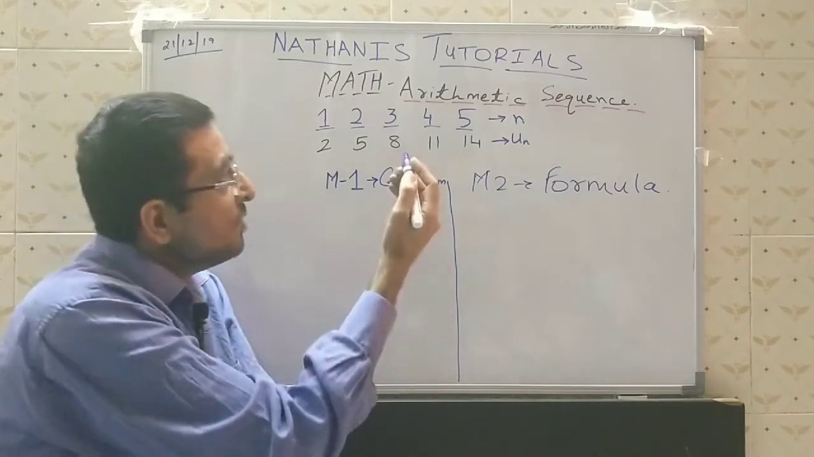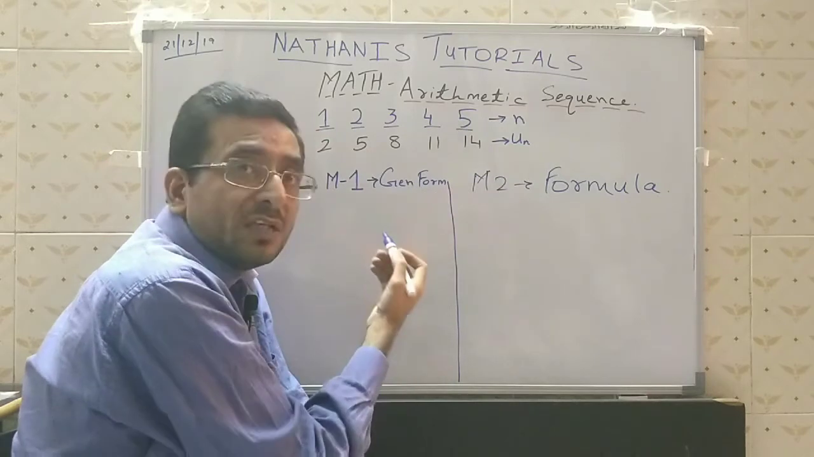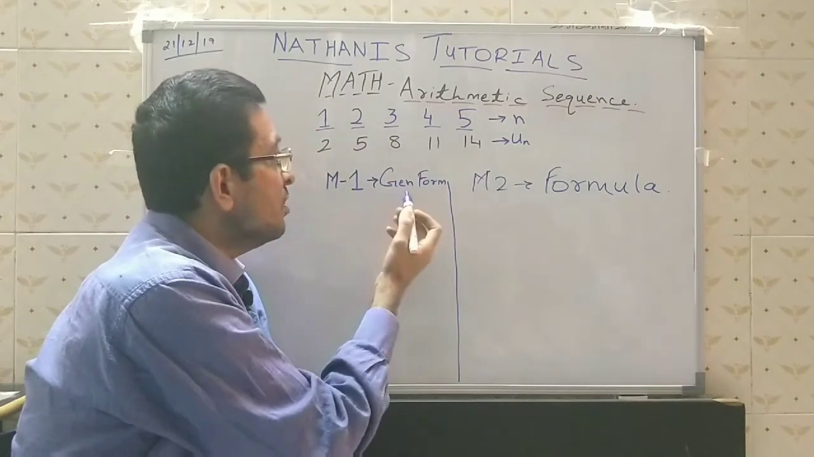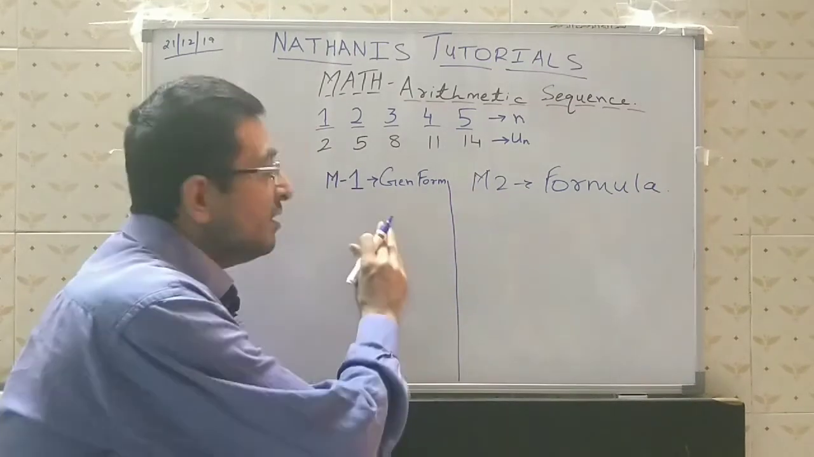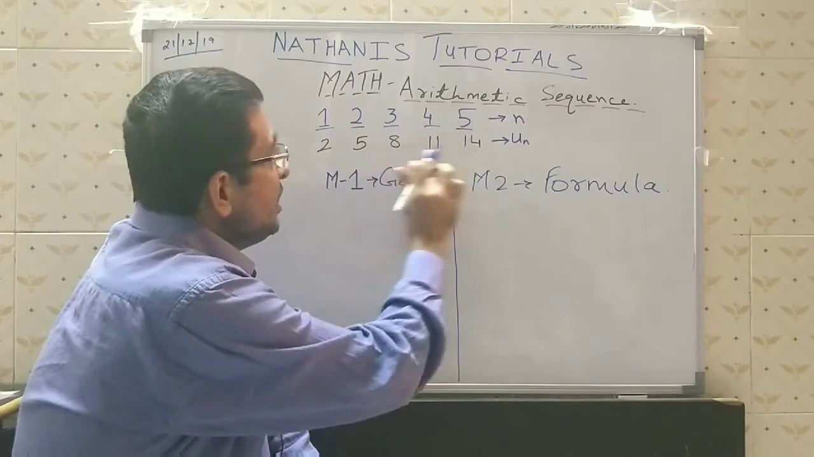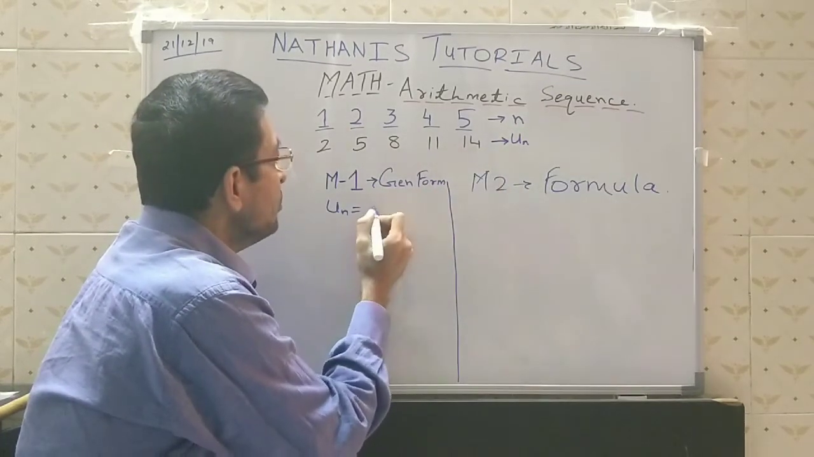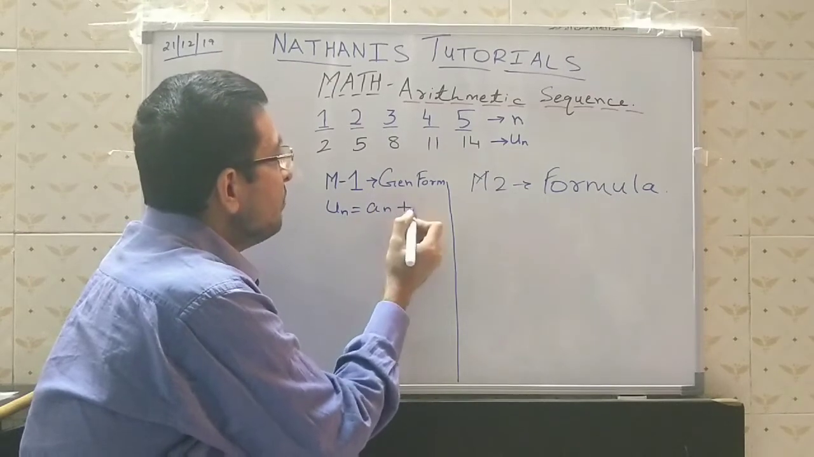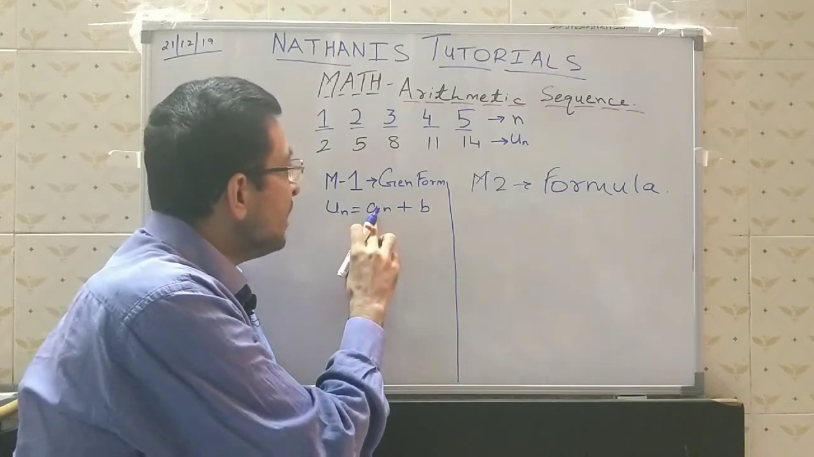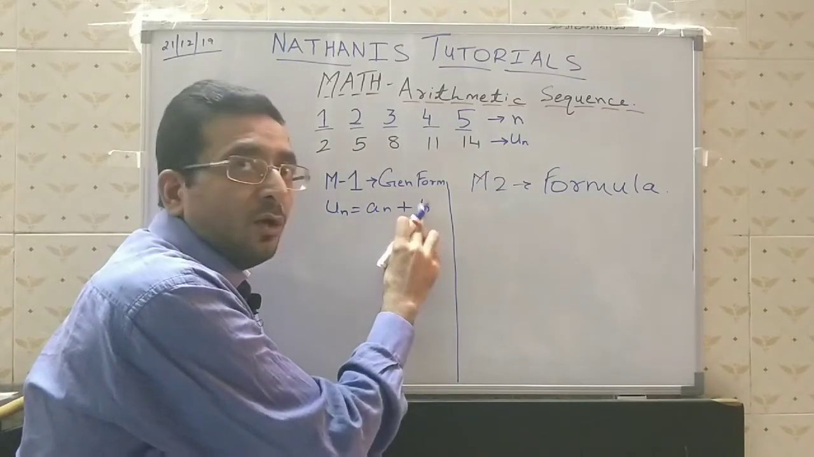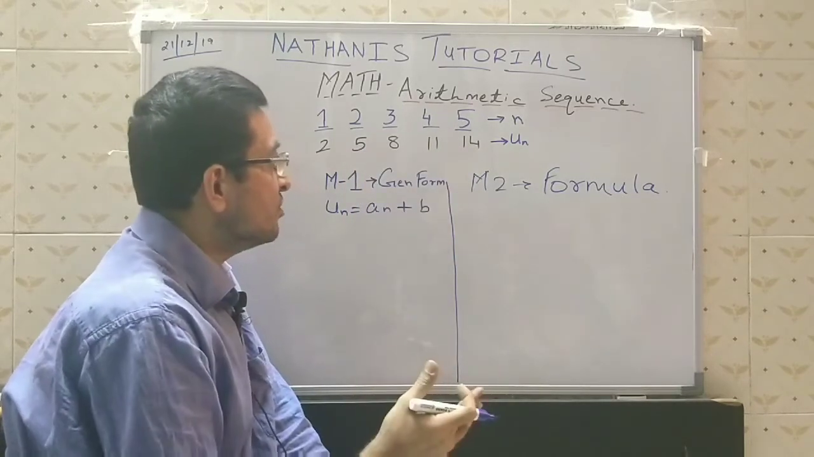Now friends, if I want to find out the nth term of the sequence, then there are two methods. Method number 1 is called the general form method, and method number 2 is called the formula method. General form means that the sequence can be written in the form Un equals An plus B. So friends, I'll have to find out the value of A and B to find out the nth term of the sequence. So let's get started.